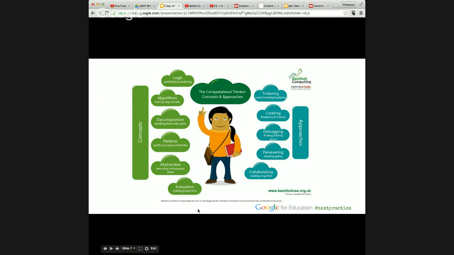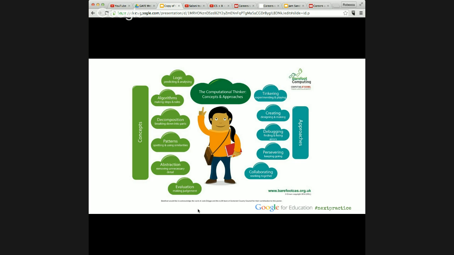Okay, so I just wanted to touch a little on computational thinking and what it's all about and how you can bring it into the classroom. Computational thinking is a problem-solving process that computer scientists use to find solutions to problems. It's a way of harnessing technology to come up with a solution. I came across this image, which I think someone shared on Twitter, and it gives a really nice overview of the concepts and approaches involved in computational thinking.